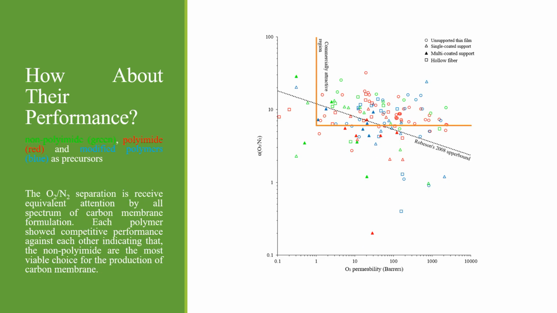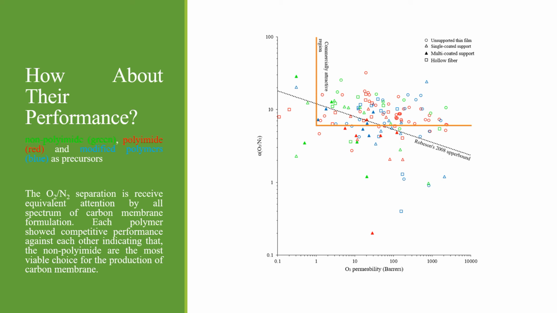This one is about oxygen nitrogen separation. Previously we discussed hydrogen nitrogen separation, and this is the oxygen nitrogen separation. This is quite a popular separation, right? Because both gases are in high demand: highly purified oxygen and highly purified nitrogen. As you can see, this is very competitive performance. The polyimide polymers and the non-polyimide and modified polymers are quite competitive with each other.